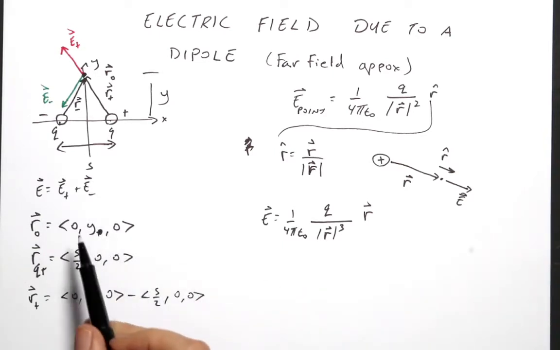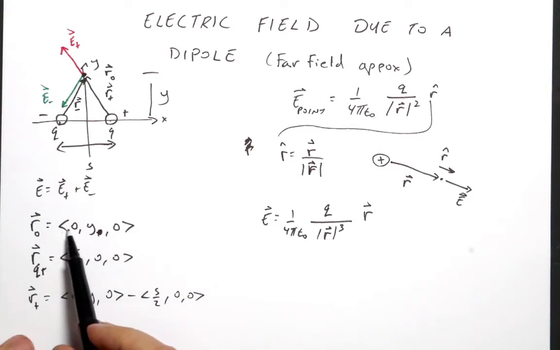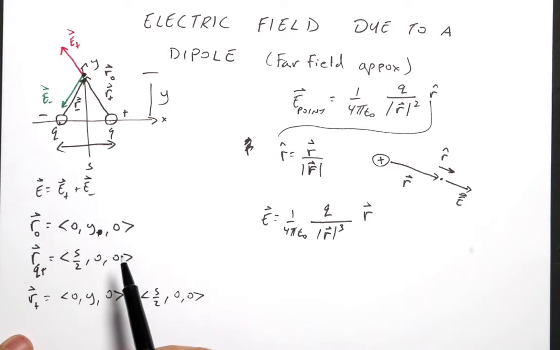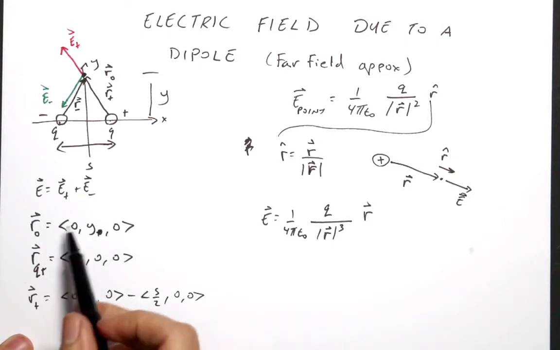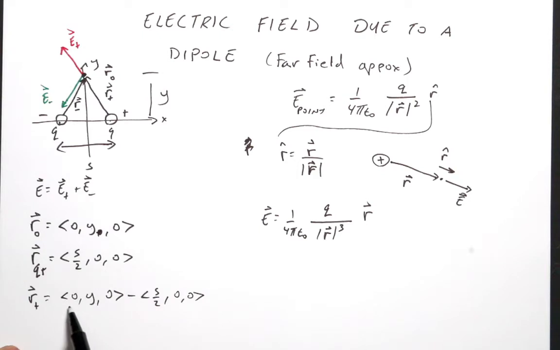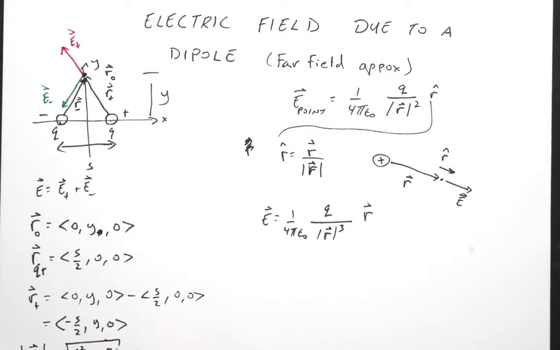And I guess I should point out that I'm using this angle bracket notation for vectors. It's what's used in Matter and Interactions, and it's just something that way. So this is the x, y, and z components. So I can do this, and I get 0 minus s over 2 is going to be negative s over 2, y minus 0 is y, and 0 minus 0 is 0. So that's my value of r plus. I'm also going to need the magnitude. So the magnitude of r plus is going to be equal to this squared plus this squared plus this squared, square rooted. So it's going to be the square root of s squared over 4 plus y squared plus 0.